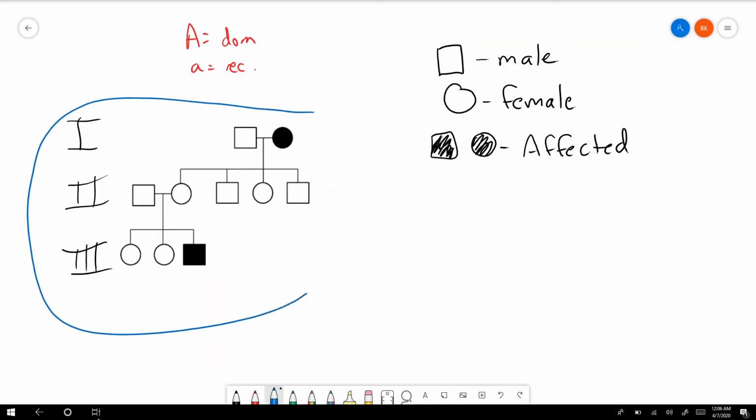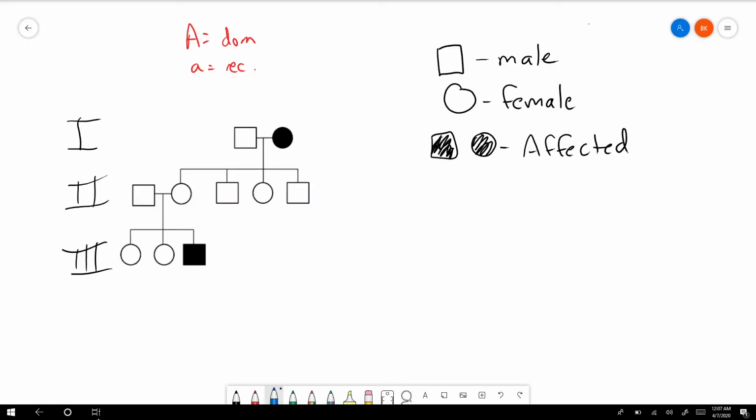Pedigree is this diagram that we see here. It has a number of circles and squares. Some of those are filled in, and there are all these lines. What is this showing?